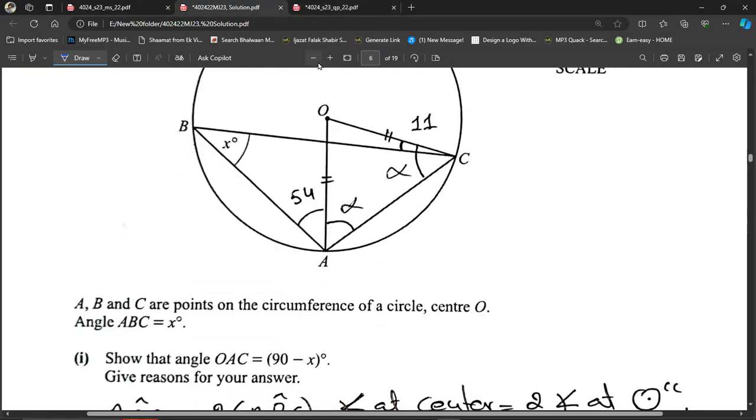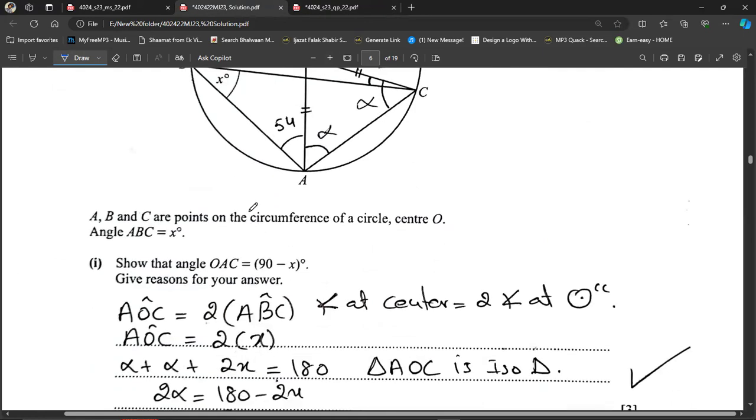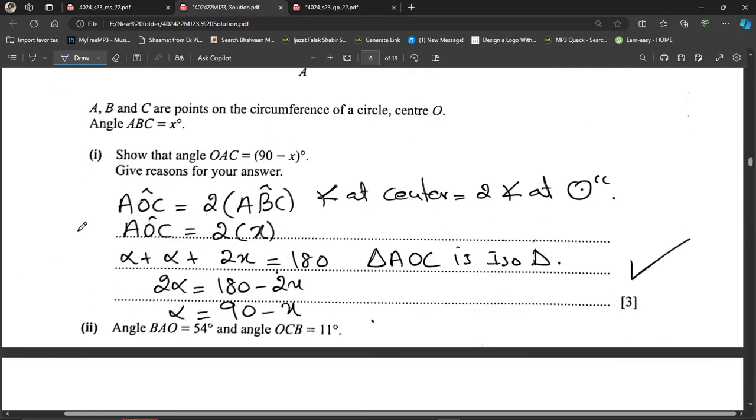Okay, so here we have that solution. The angle AOC is equal to 2 times the angle ABC. That is, the angle at the center is 2 times the angle at the circumference. So the angle AOC will be equal to 2x. Then that triangle is an isosceles triangle, so alpha plus 2x is equal to 180, because the triangle AOC is isosceles.